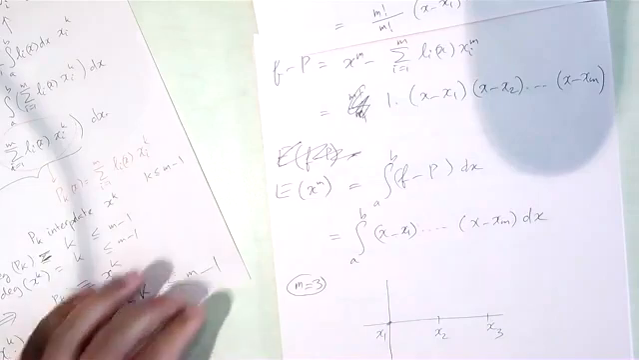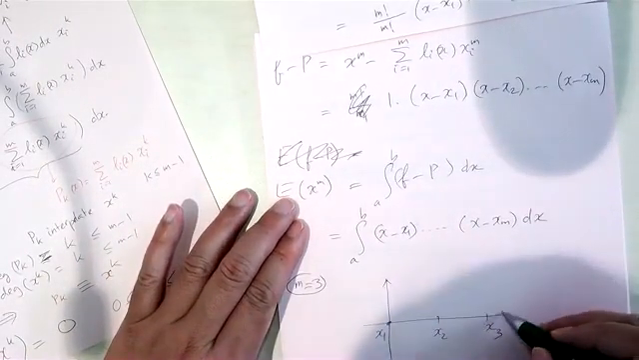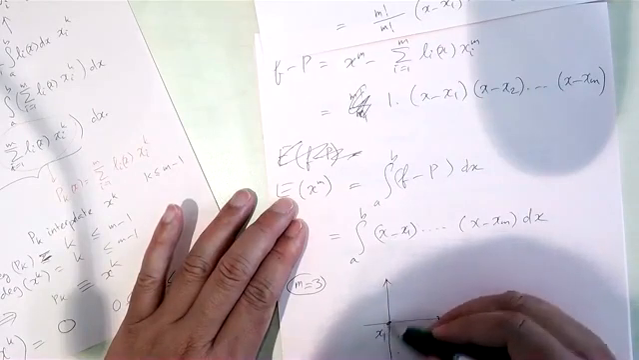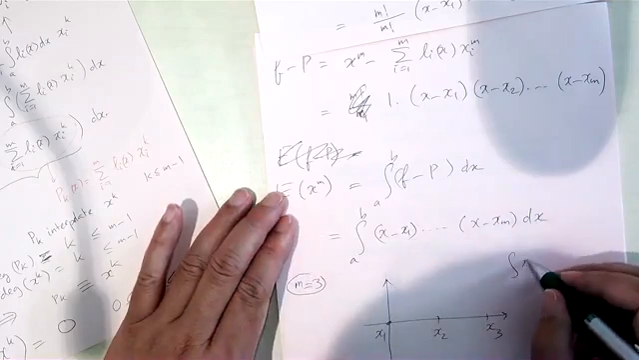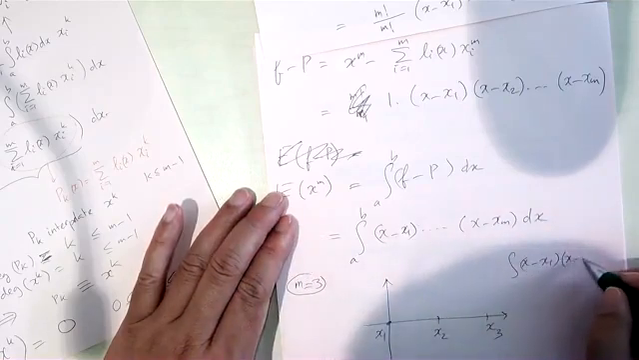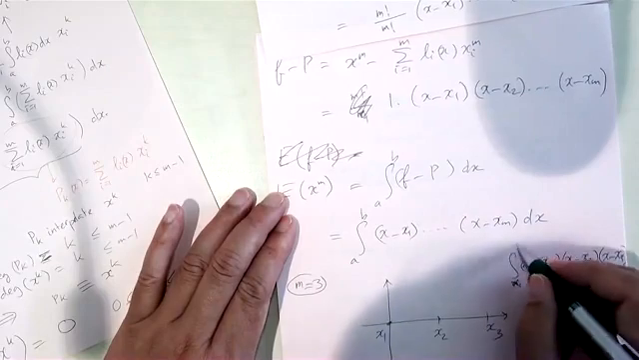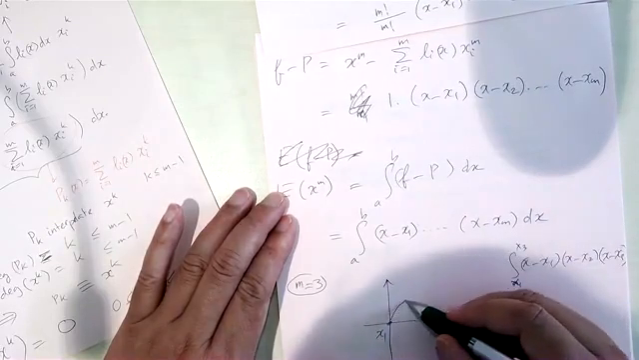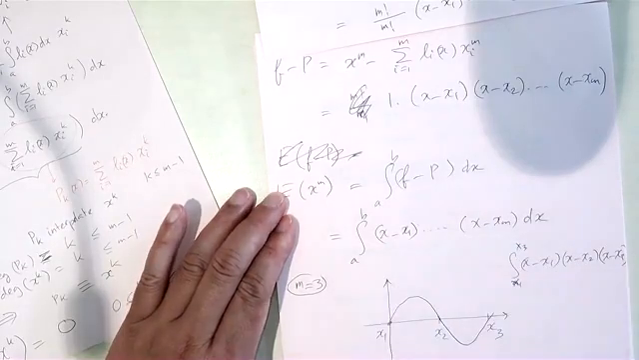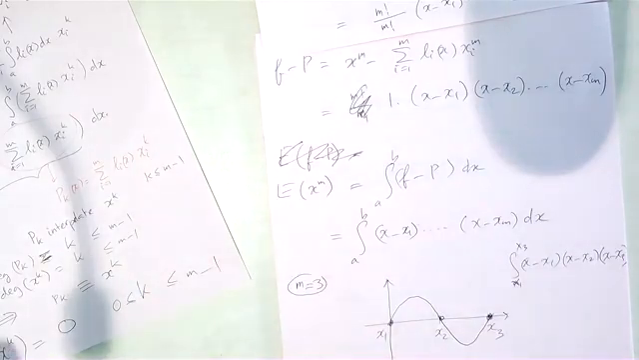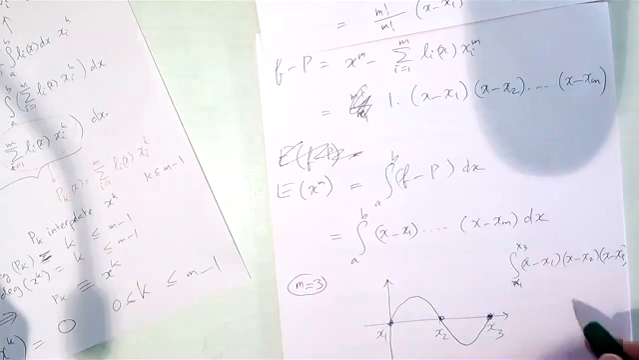Okay? Then this one will be an odd function around x2. So you will see that. So this one will be the integral of (x minus x1)(x minus x2)(x minus x3) from x1 to x3. And you will see that is an odd function that behaves like this. It is zero at x1, x2, x3, and it's symmetric with respect to x2. And it's an odd function. So the integral will be 0. So therefore the integral equals 0.